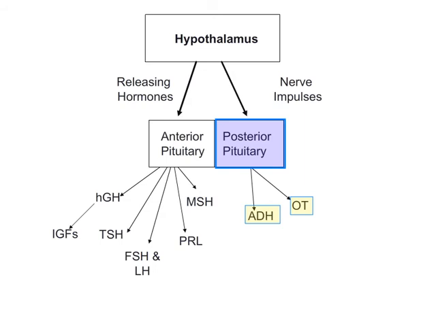ADH helps to conserve water in the body when you are dehydrated, and oxytocin stimulates the contraction of smooth muscle both in the mammary glands and also in the uterus. Remember that the hypothalamus communicates with the posterior pituitary via nerve impulses, not via releasing hormones.